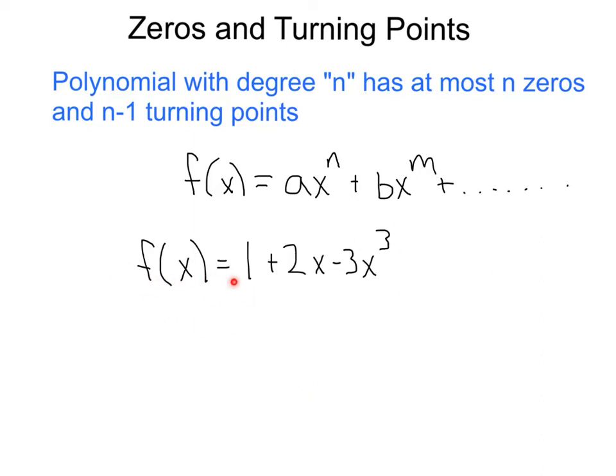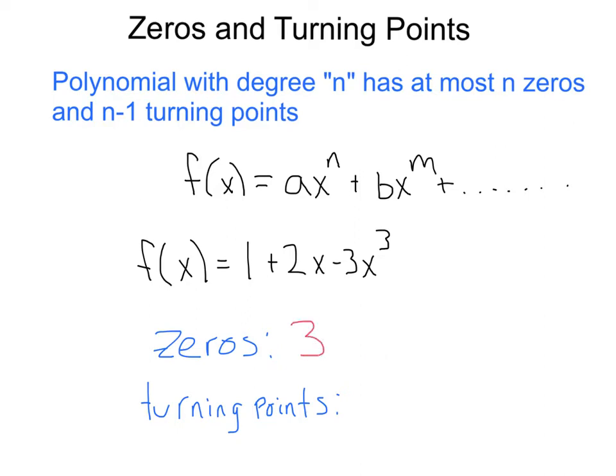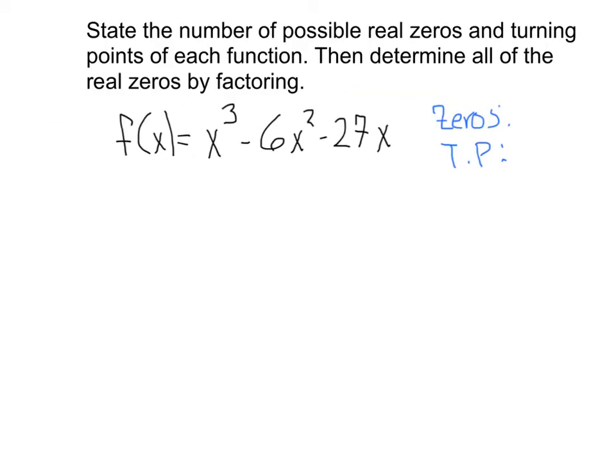Here we have f of x equals 1 plus 2x minus 3x cubed. Now pay close attention here. The degree, the leading term here, is not 1 even though it's in the front. We have to pay attention to the biggest leading term here, and our power here is 3. So this is our leading term. Now our degree is going to be the biggest exponent of 3, which means that we're going to have a maximum possible number of zeros of 3, and we're going to have a maximum number of turning points of 2, 3 minus 1.